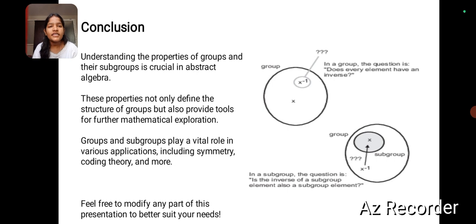Conclusion. Understanding the properties of groups and their subgroups is crucial in abstract algebra. These properties not only define the structure of groups but also provide tools for further mathematical operations. Groups and subgroups play a vital role in various applications, including symmetry, coding theory, and more.